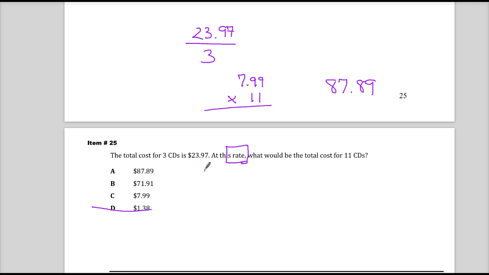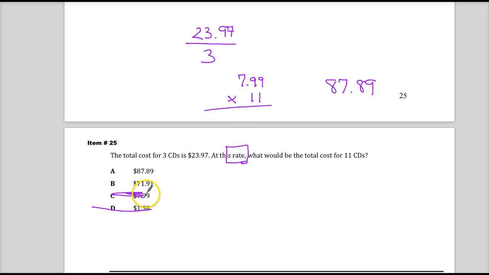I would have gone ahead, honestly, and I should have done this before now that I think about it, and just scouted some of the answers to see if I could eliminate them. Because there's no way, if three of them cost this much, that 11 of them will cost less than that. It makes no sense. My only two logical answers are here and here.